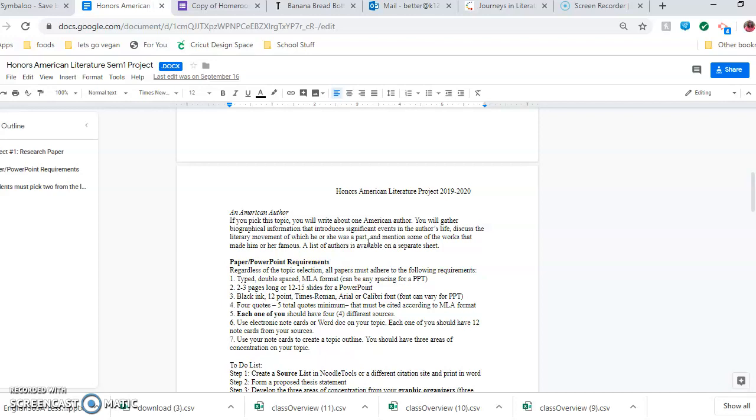So you can write either the 2 to 3 page paper, or you can choose the PowerPoint as well. Either way, it needs to be typed, double spaced, MLA format. The spacing doesn't really matter on a PowerPoint because you're going to have bullet points, right? It's not like a paragraph. So 2 to 3 pages long for a paper, and 12 to 15 slides for a PowerPoint.